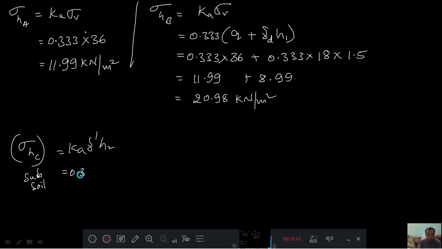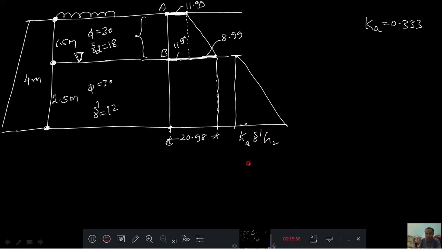That is 0.333 into gamma dash, how much? It is given as 12, into H2, how much? H2 is 2.5 meter. The answer will be 0.333 into 12 into 2.5, that is 9.99 kilonewton per meter square. This I am going to write here. This value is 9.99. Then we will have another triangle.